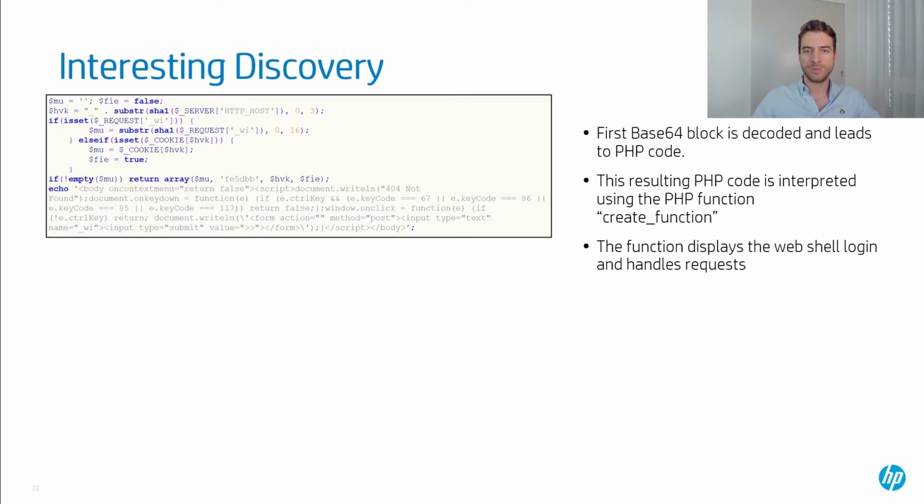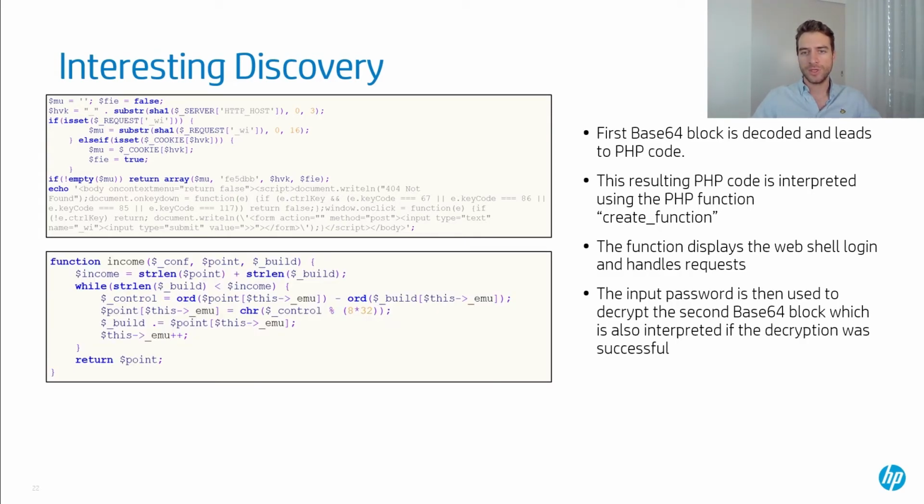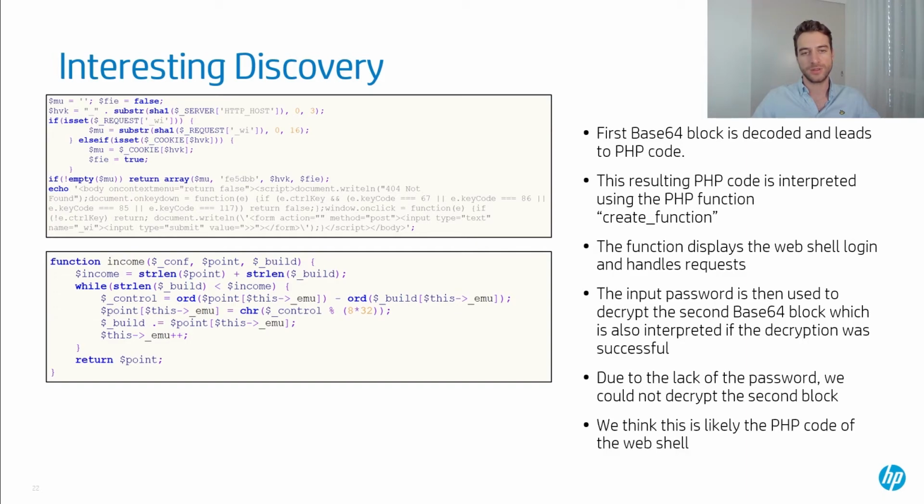The executed PHP code is responsible for displaying a web shell login and handling login requests. The entered password in the web shell login is directly used to decrypt the second base64 string. If the decryption is successful, the code is also interpreted using create_function. The decryption function can be seen on the second image. As we did not have the correct password, we were unfortunately not able to decrypt the second base64 string. We, however, think that this is most likely the PHP code of the web shell.